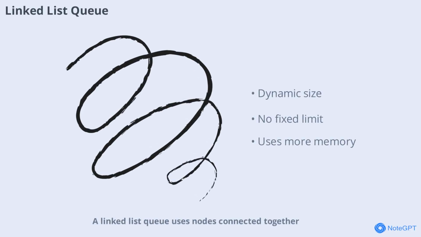A linked list queue uses nodes connected together, allowing the queue to grow and shrink as needed. Each node contains data and a reference to the next node.